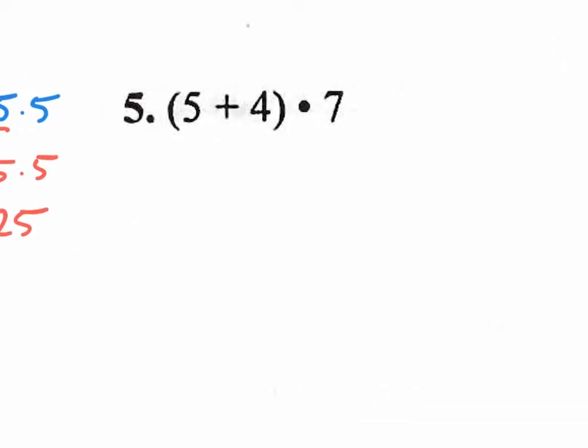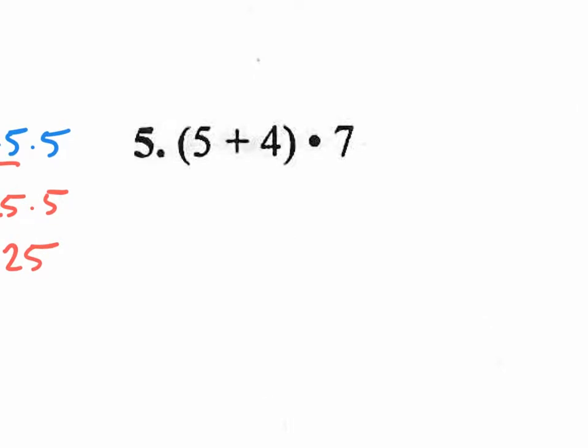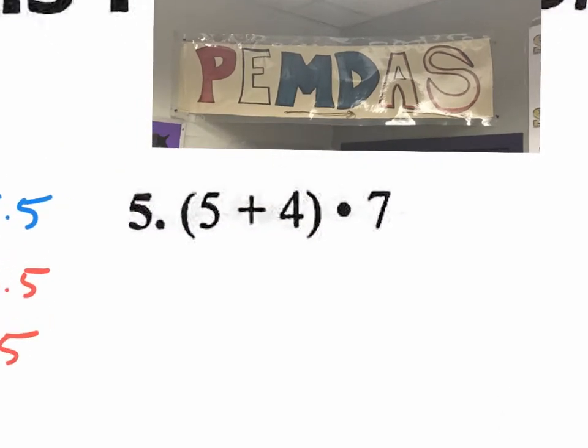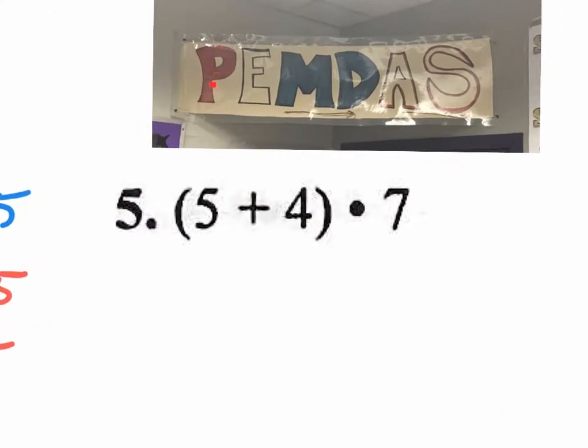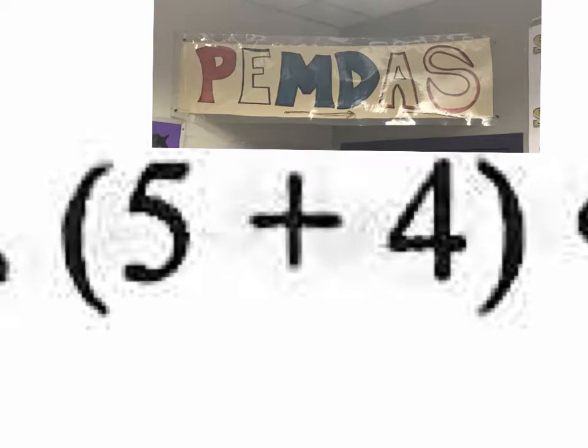Let's move on to number 5 right here. Of course, we're going to be doing the correct order of operations, and we have this up at the front corner of our classroom to help us remember the correct order. So we start with P, parentheses, and we have parentheses right here. And how do parentheses work? They tell us to zoom in and do whatever we can on the inside of the parentheses.